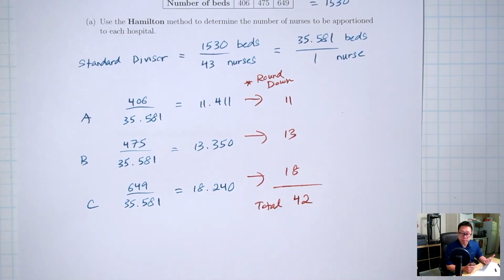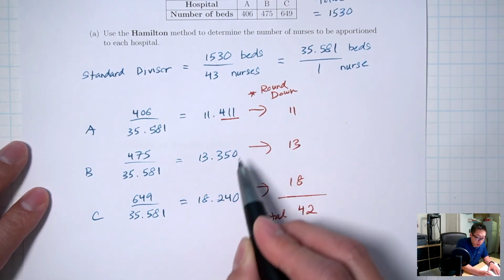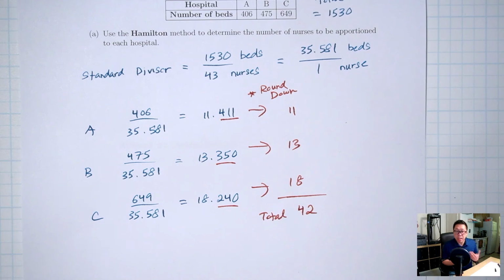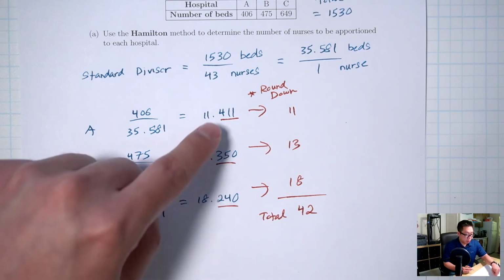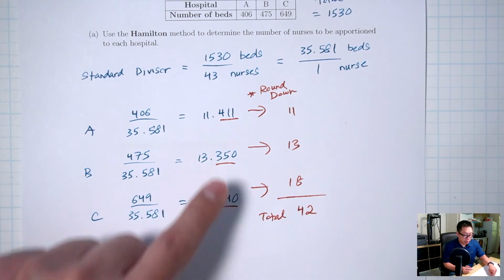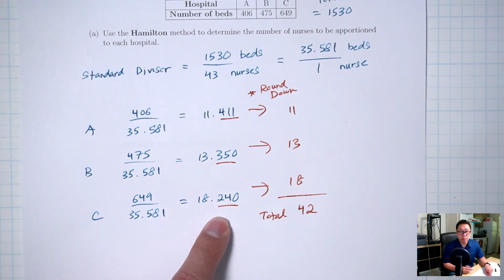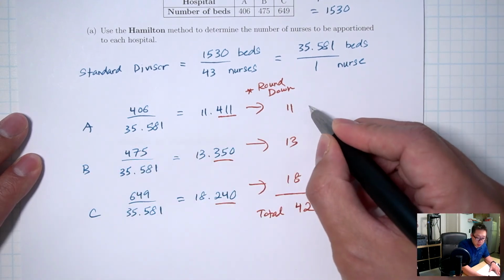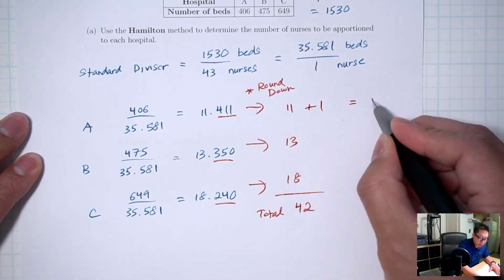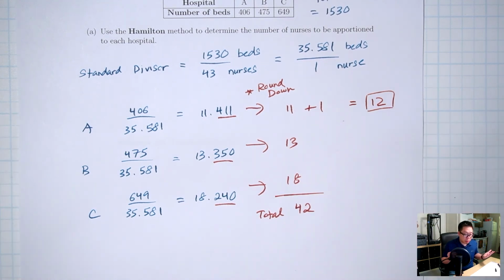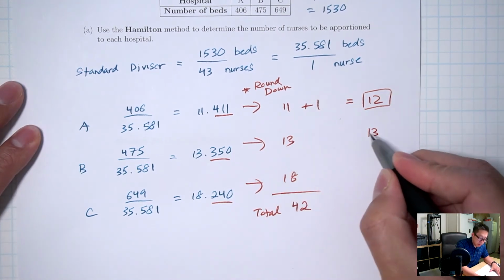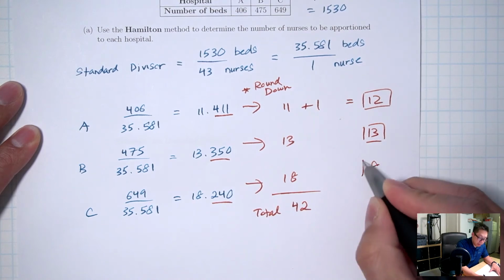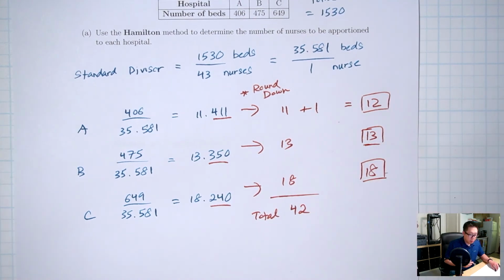Who gets the extra? If you have extras, you're going to give the extra based on the decimal part. Whoever has the highest decimal part will get the extra. 411 versus 350 versus 240, which means the 411 is going to get it. So hospital A is going to get an extra, and they'll be at 12. We only had 1 extra to give, so this will be 13, and this will stay 18. And that's the Hamilton method.